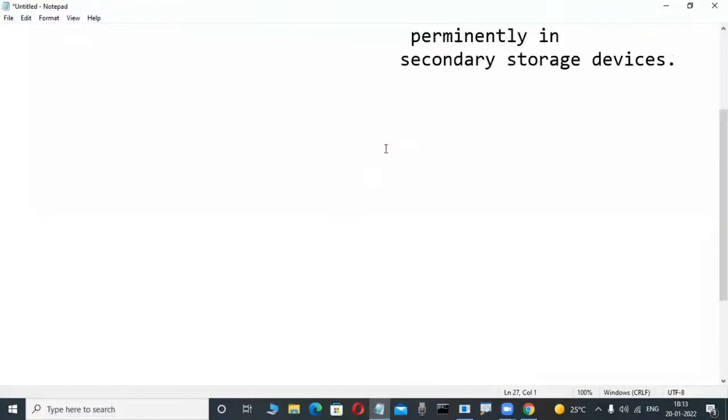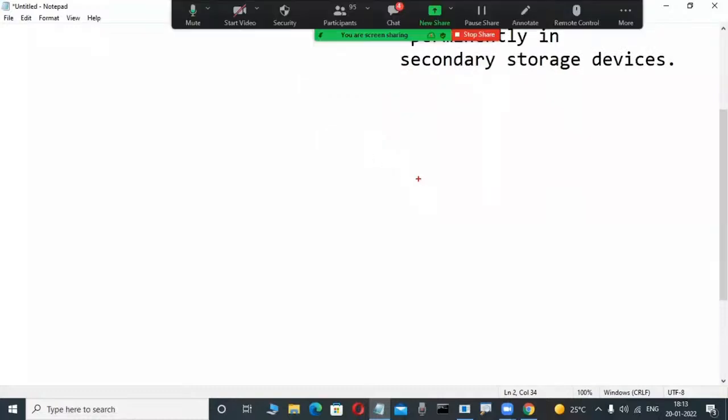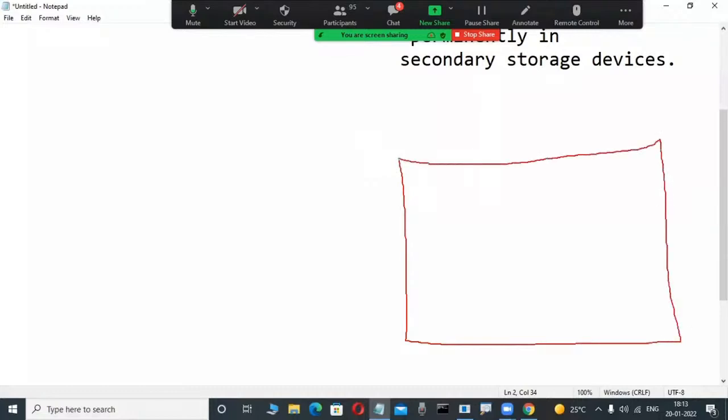Suppose I'm installing Oracle software. That is one of the database software. Whenever I install Oracle software into my system, automatically some place is created in the hard disk. Maybe this place is called a database. So many people think like that. Here, in this place, we are storing data.